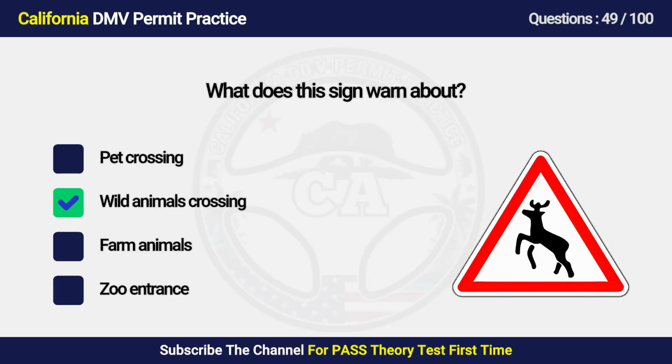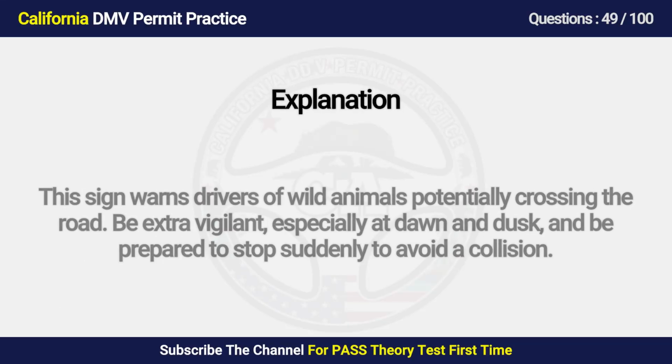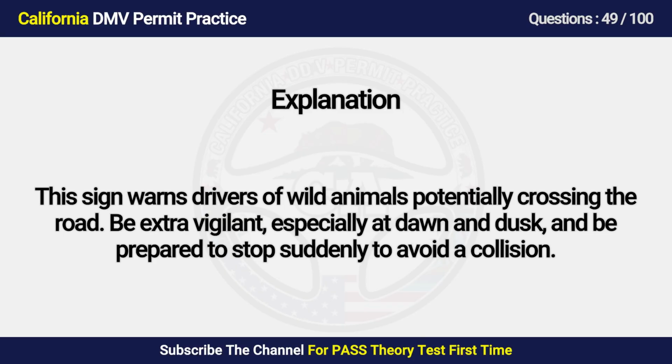Answer is B. Wild animals crossing. This sign warns drivers of wild animals potentially crossing the road. Be extra vigilant, especially at dawn and dusk, and be prepared to stop suddenly to avoid a collision.